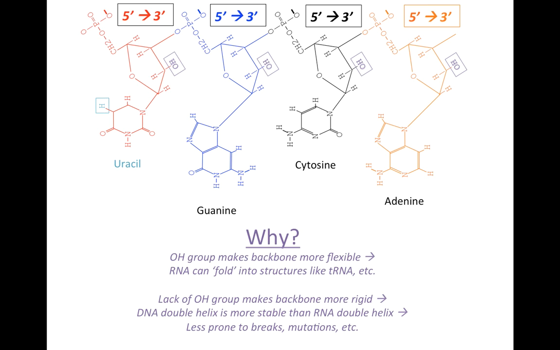It doesn't need to fold up. It doesn't need to do tricks. It just needs to be stable. So having a DNA double helix makes it more stable than if we had an RNA double helix. So it means it's less prone to breaks, mutations, and so forth.